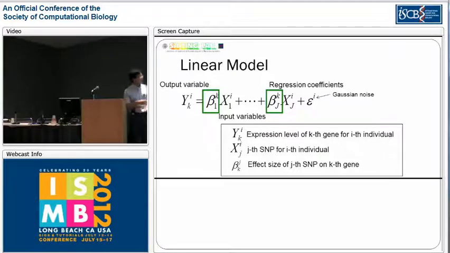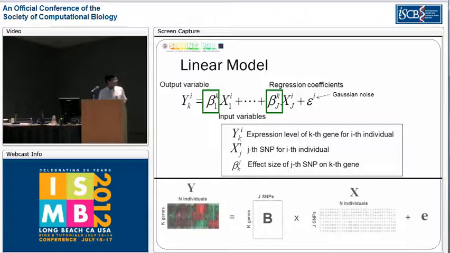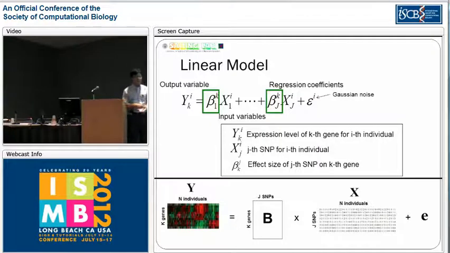So you can think of this linear model as follows. This output variable is actually the linear combination of the j SNPs weighted by the j regression coefficients. And if you represent this in a matrix format, it looks like this. Here we have a gene expression level matrix, and we have a regression coefficient matrix B, and this is the SNP matrix, and we have a Gaussian noise.